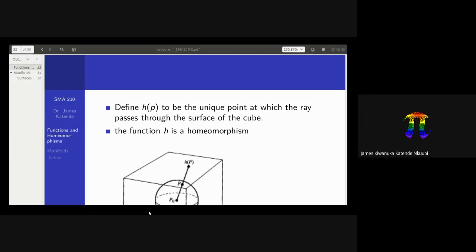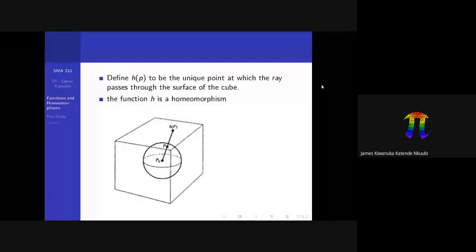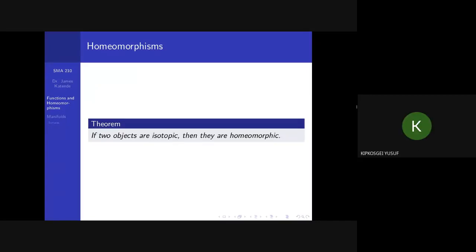I need to know if you can see my screen. Can you see the screen? Yes. Good. I think we stopped here last time.